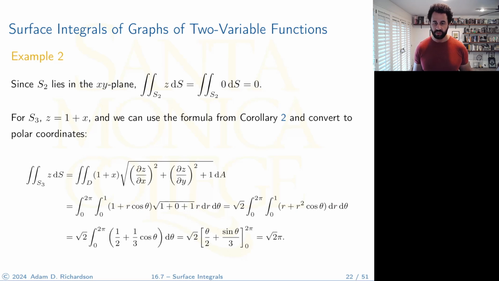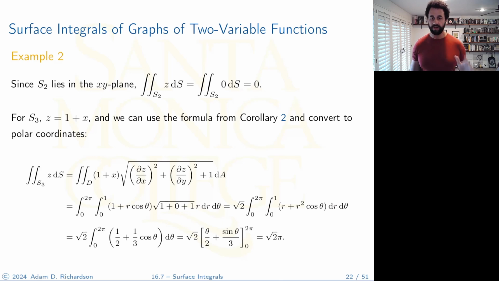Anti-differentiating with respect to r is pretty easy, so we can go ahead and compute this integral right away. And you'll get this after simplification. And then we can compute this integral with respect to theta. That one's also not too bad. And then simplify things, you get root 2 pi.